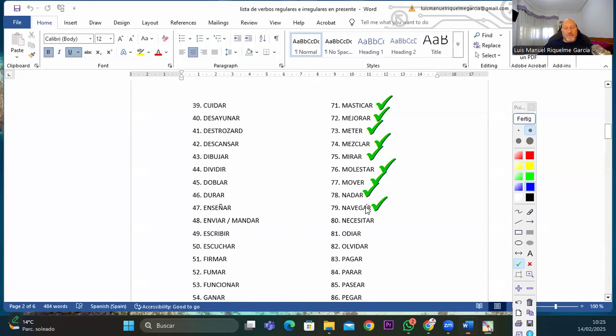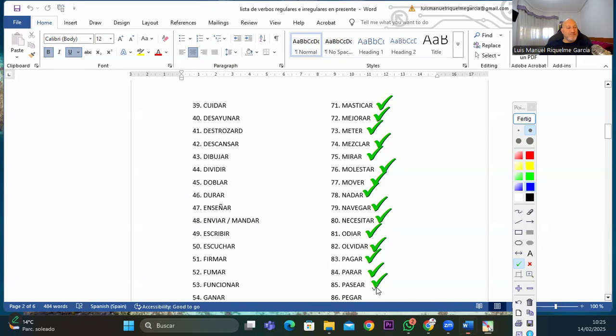Navegar, if you have a boat or a ship, is to sail. But if you are talking about the internet, navegar is to surf the net. Necesitar, to need. Odiar, to hate. Olvidar, to forget. Pagar, to pay, fork out. Parar, to stop. Pasear, to walk at a very gentle pace, to stroll.